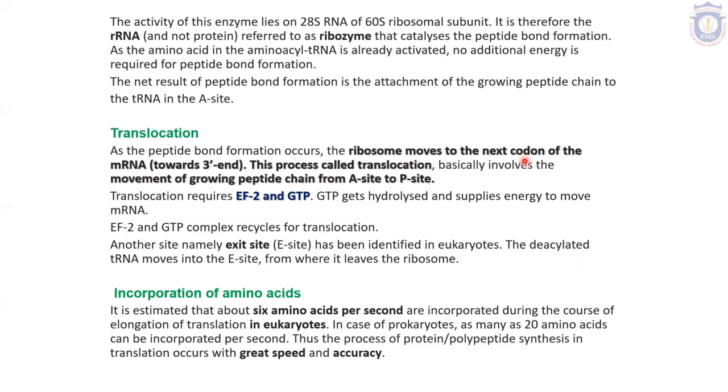Incorporation of amino acids. It is estimated that about 6 amino acids per second are incorporated during the course of elongation of translation in eukaryotes. In case of prokaryotes, as many as 20 amino acids can be incorporated per second. Thus, the process of protein or polypeptide synthesis in translation occurs with great speed and accuracy.